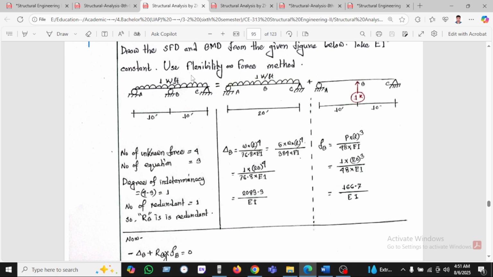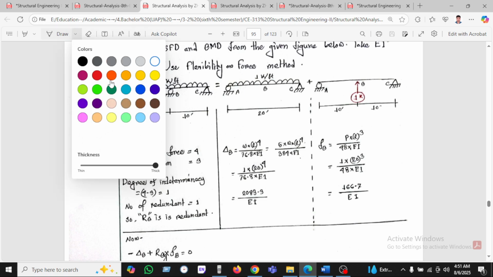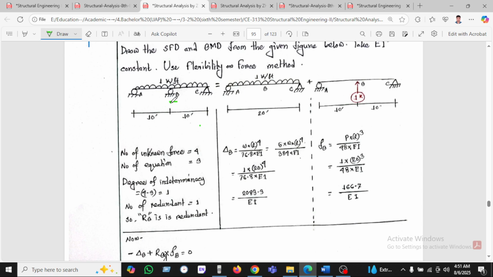What is redundant? We have to remove one support. It could be this support or this support, this is our assumption. We can use RB as the redundant, but we can also choose another. In this case we are just removing RB as the redundant. So this is the real structure, and the redundant is removed here.